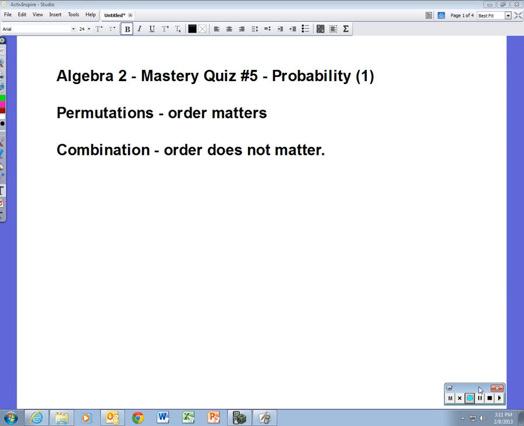Algebra 2 Mastery Quiz number 5. Probability, round 1. We're going to start off with permutations and combinations.